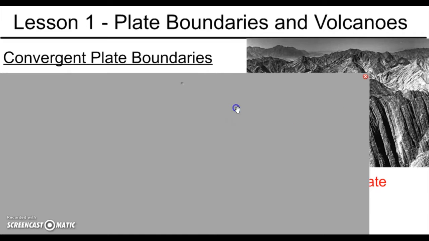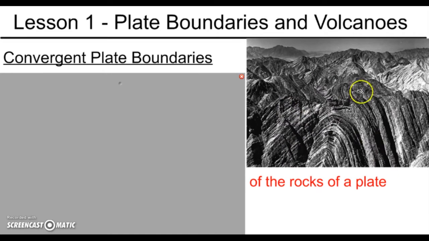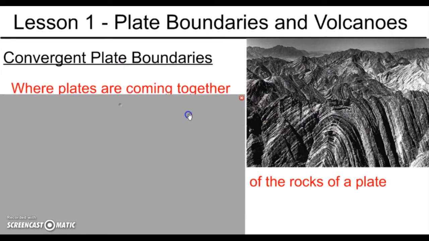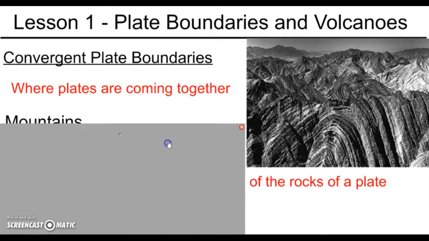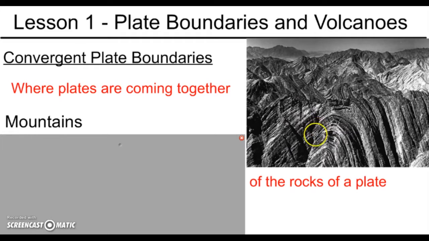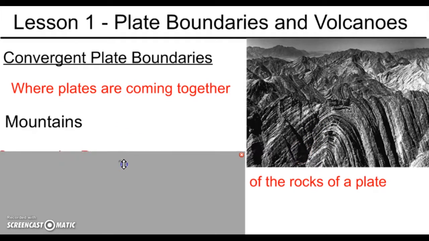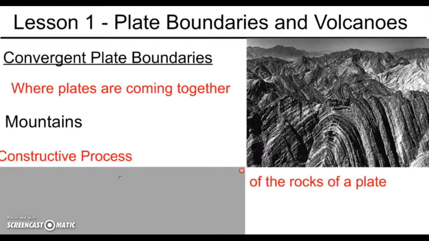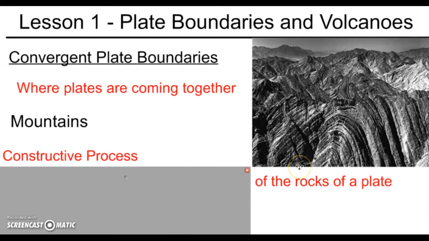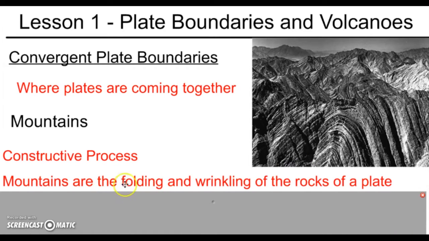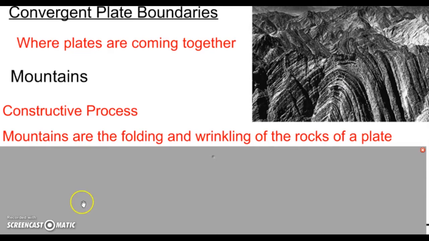Convergent plate boundaries, and in the picture here, we've got a mountain. You can see the layers where this used to be flat, but as it gets crushed together, you have a mountain piling up higher and higher and higher. This is a convergent plate boundary, where plates are coming together, obviously. And so what you get a lot of the time are mountains. When two continental plates come together, you get mountains. And it's a constructive process, constructing new features, new mass on the surface of the Earth. Mountains are basically the folding and wrinkling of the rocks of a plate. Okay. So that's the first part of convergent plate boundaries we're going to cover.